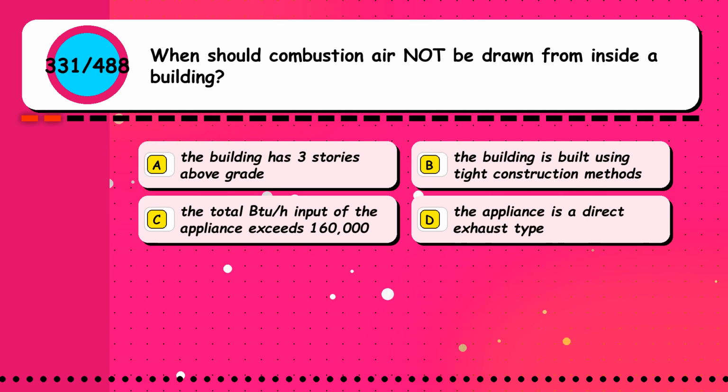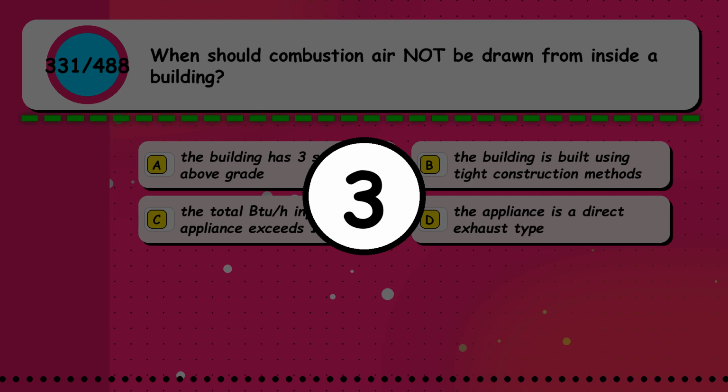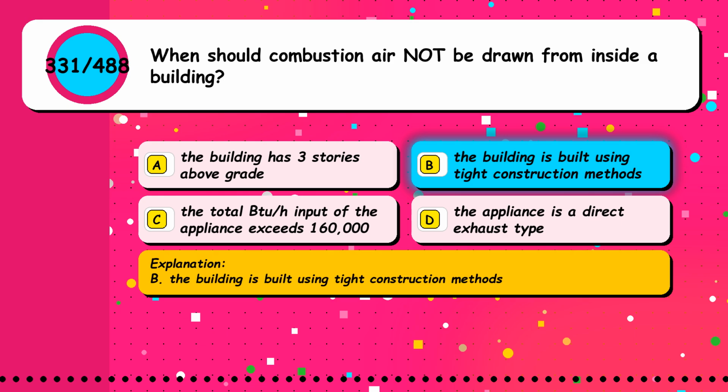Question 331. When should combustion air not be drawn from inside a building? Option A. The building has 3 stories above grade. Option B. The building is built using tight construction methods. Option C. The total BTU/H input of the appliance exceeds 160,000. Option D. The appliance is a direct exhaust type. The correct answer is option B. The building is built using tight construction methods.